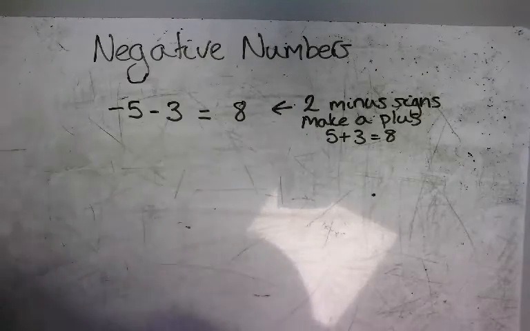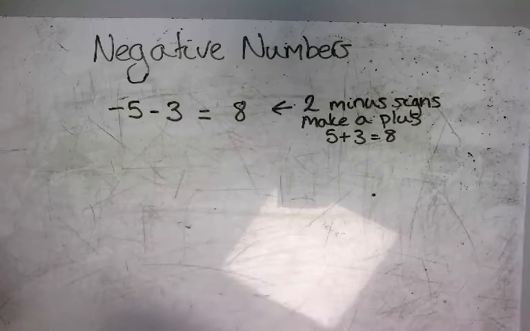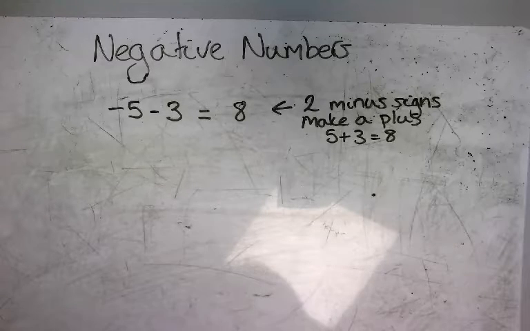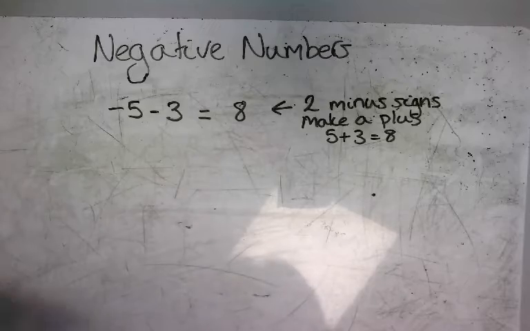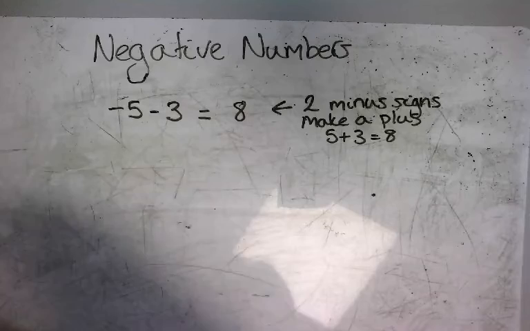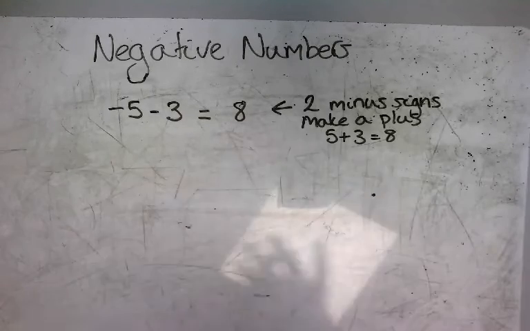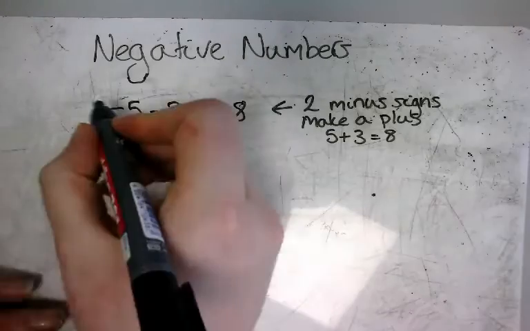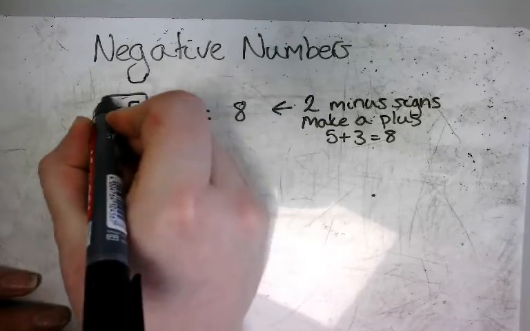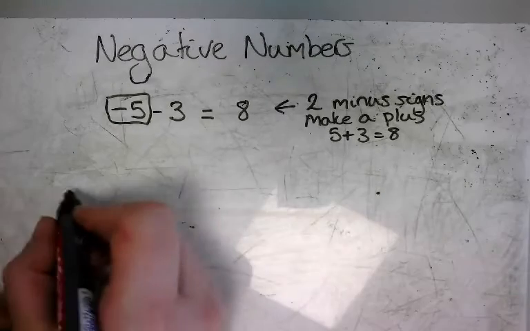There are times when this can be a useful thing, but it's not always the case, okay? So we just need to be a little bit careful when we use it. The best way to answer questions like this is not actually to think about these kinds of things, it's to think about where you're starting from, which direction you need to move, and then how many spaces. This first number here tells you where you are starting. In this question, we are starting at negative 5.